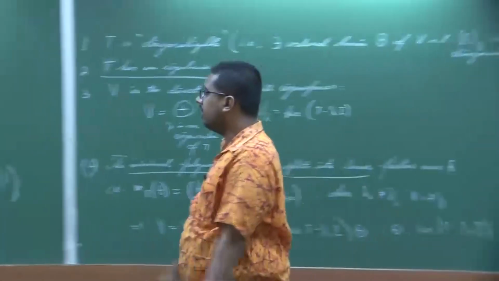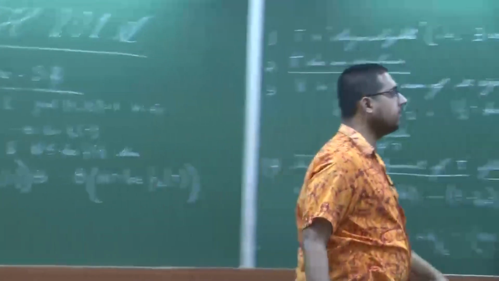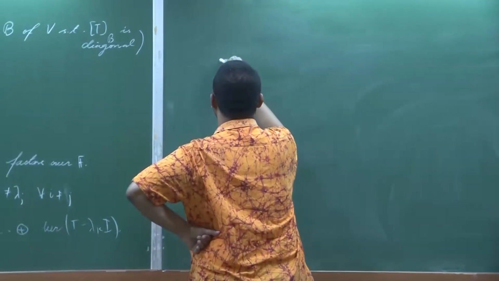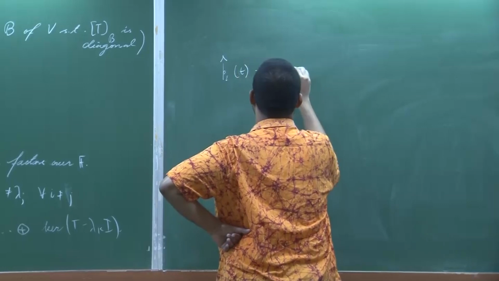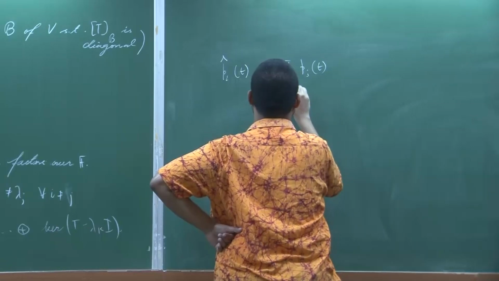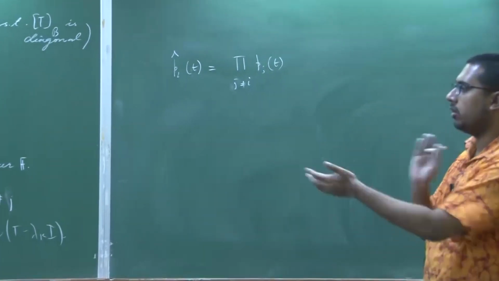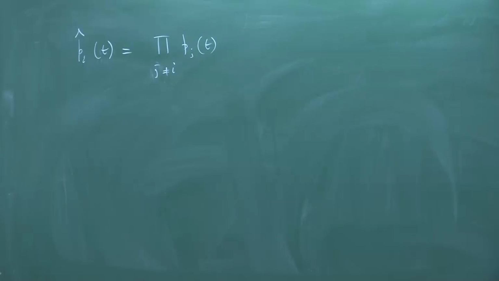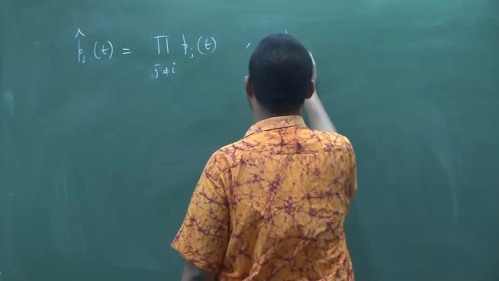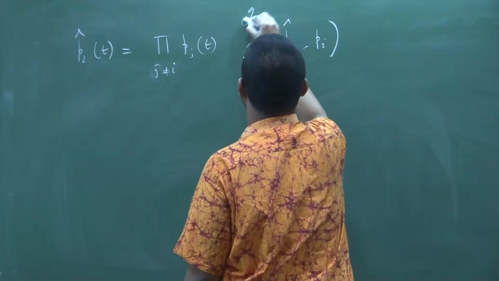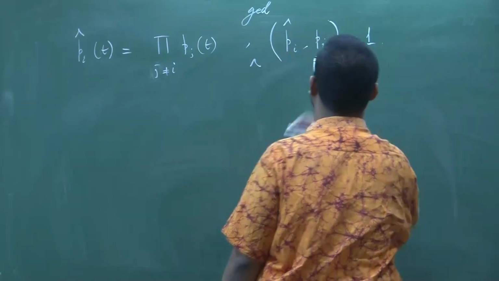Since for 2 distinct pi, pj are co-prime, in view of that we define pi hat as the product of all pj's except the ith one. So, we took the product of all pj's except the ith one, call it pi hat. Then pi hat and pi are co-prime.